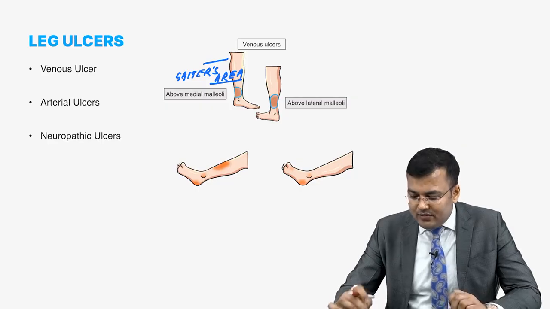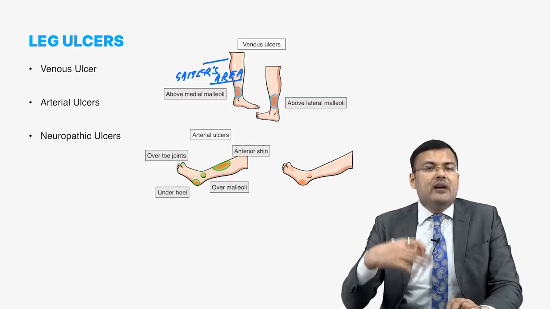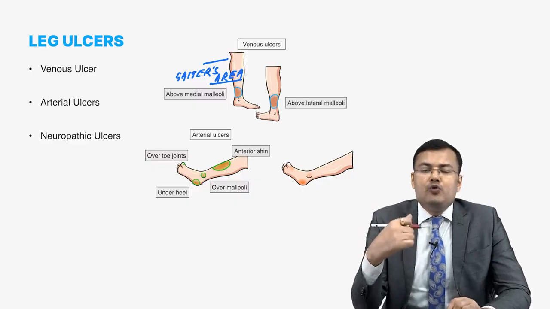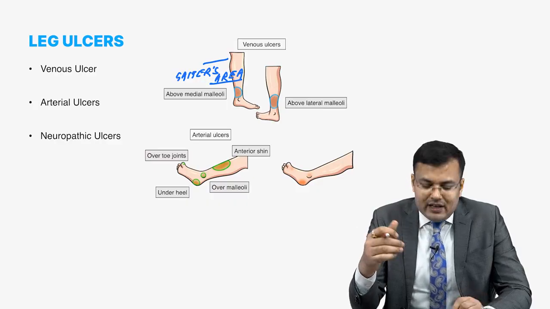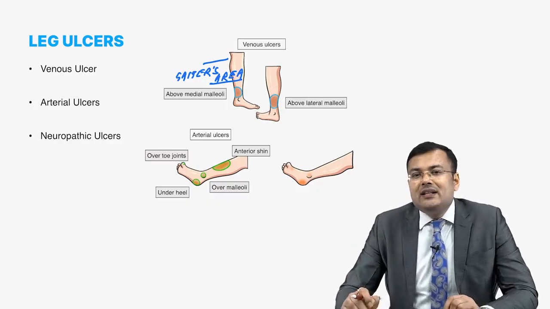Arterial ulcer. What's the problem in arterial ulcer? It is caused by arterial occlusion. Can you tell me in which parts of the body arterial ulcers are usually seen? They are seen in the distal ends of limbs.